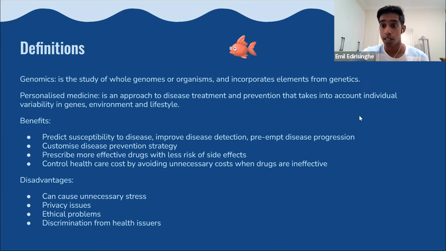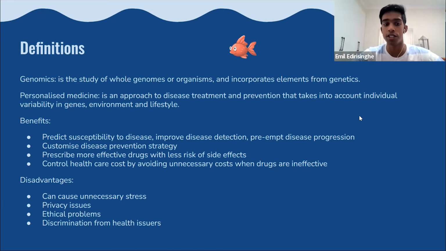So as a result, there are a few benefits. Firstly, it can predict your susceptibility to disease. So it can predict whether you're going to be more prone to getting diabetes or more prone to getting heart disease, things like that. And as a result, you can preempt disease progression. Then secondly, there are a few other benefits such as customizing your disease prevention strategy. You can provide more effective drugs if you're specifically targeting a specific problem caused by a specific gene. And you can also control the cost of healthcare because you can reduce the amount of drugs that you might be taking.